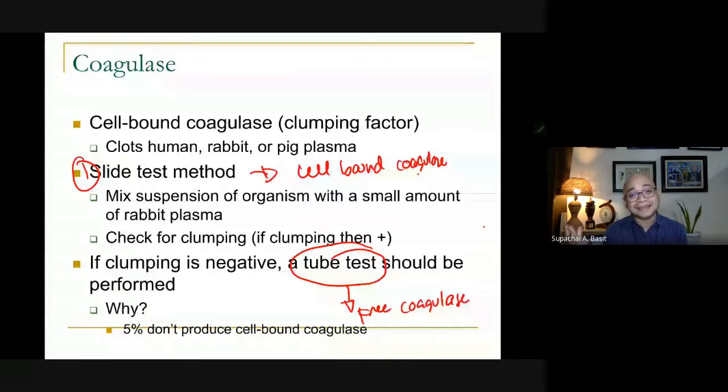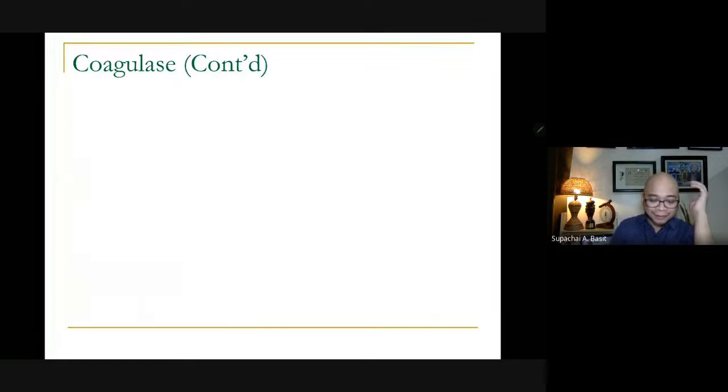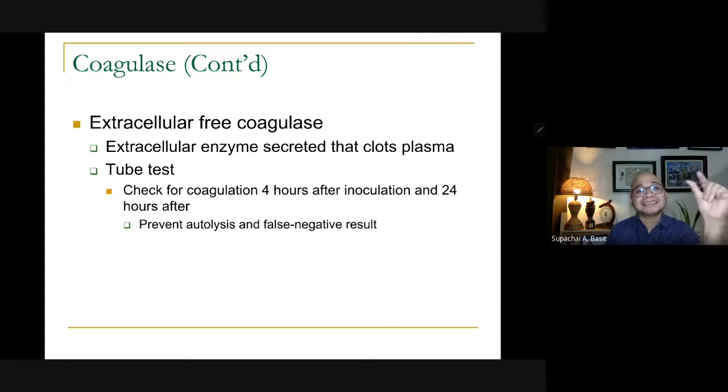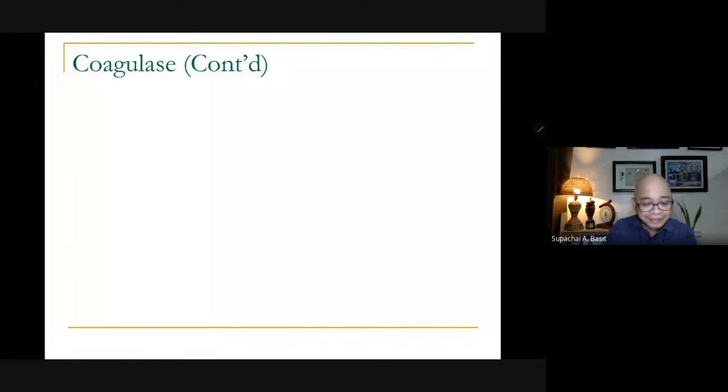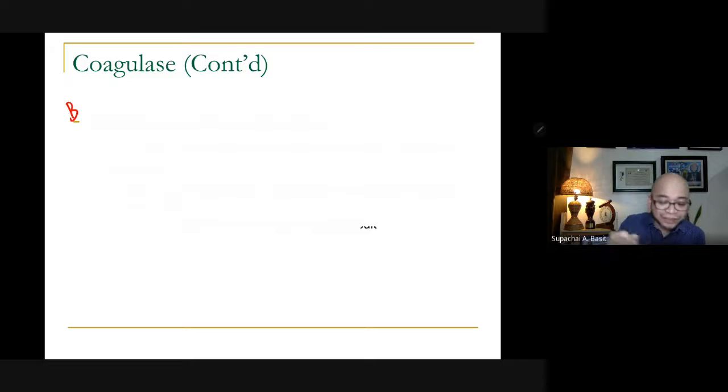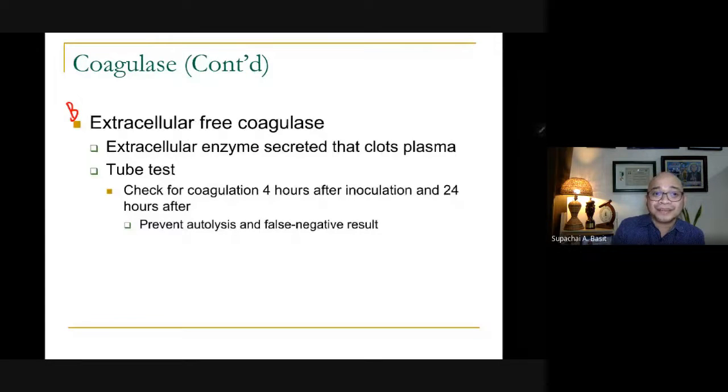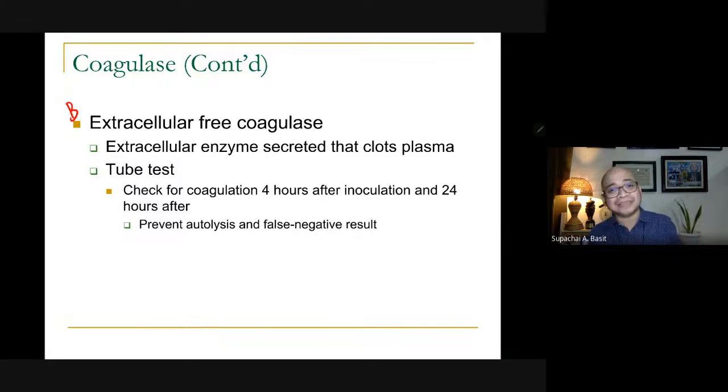So if clumping is negative, a tube test should be performed because the second type of coagulase is the extracellular free coagulase. So we have first the cell-bound coagulase, and then the second type of coagulase is the extracellular free coagulase. Okay? It is an extracellular enzyme secreted that clots the plasma. Just like the cell-bound coagulase, it can also clot the plasma. To determine if extracellular free coagulase is present, we use the tube method.